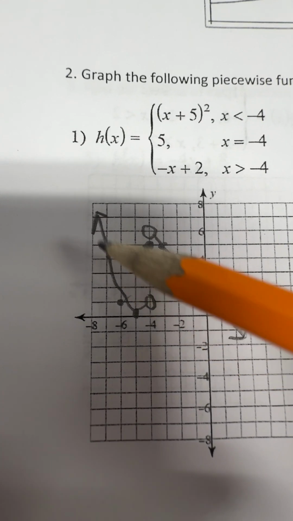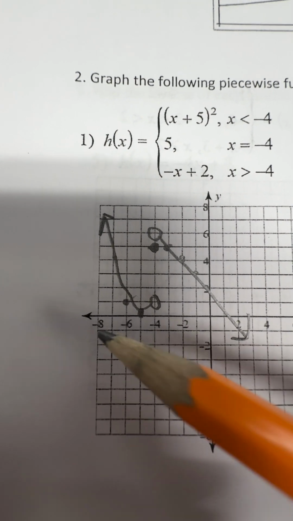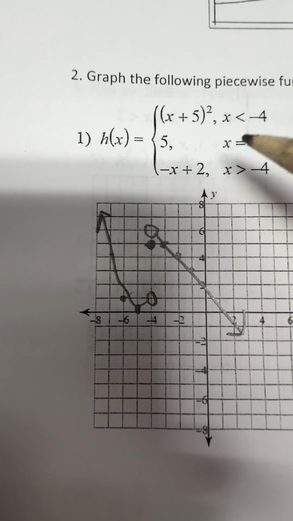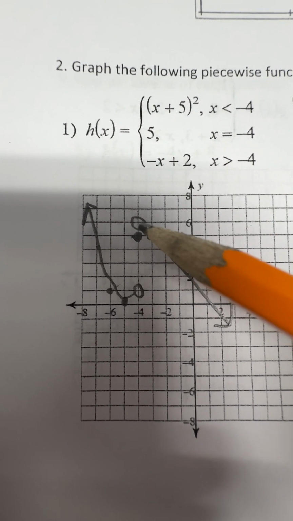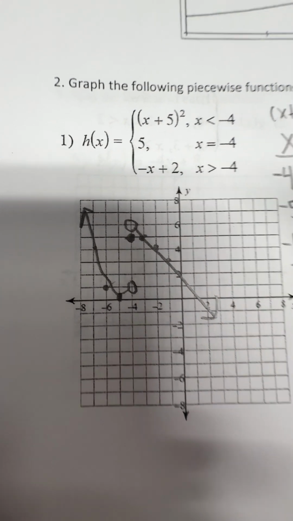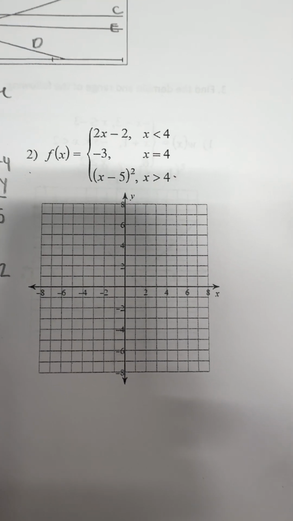So this piece right here is that, and it's for when x is less than -4. This 5 is a filled-in circle because of the equal to. And then this one here is also an open circle because it says greater than. And then this represents the line, which is -x plus 2. Okay? Very similar for number 2 as well.